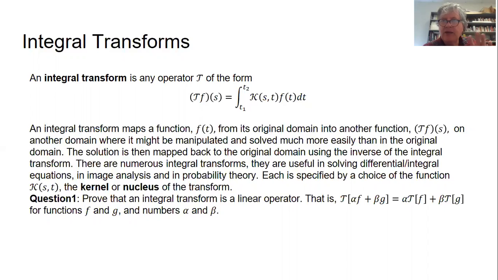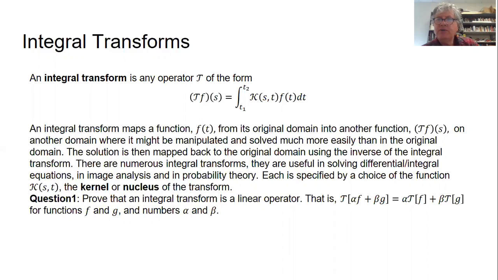Let's say an s domain, where it doesn't really matter what that domain is, because we never actually do anything there. So what we do is we take our function and we integrate it against some function k, which is a function of the old domain and the new domain. So it's a function of two variables. And so you integrate it over some part of the t domain, usually 0 to infinity or negative infinity to infinity or something like that.